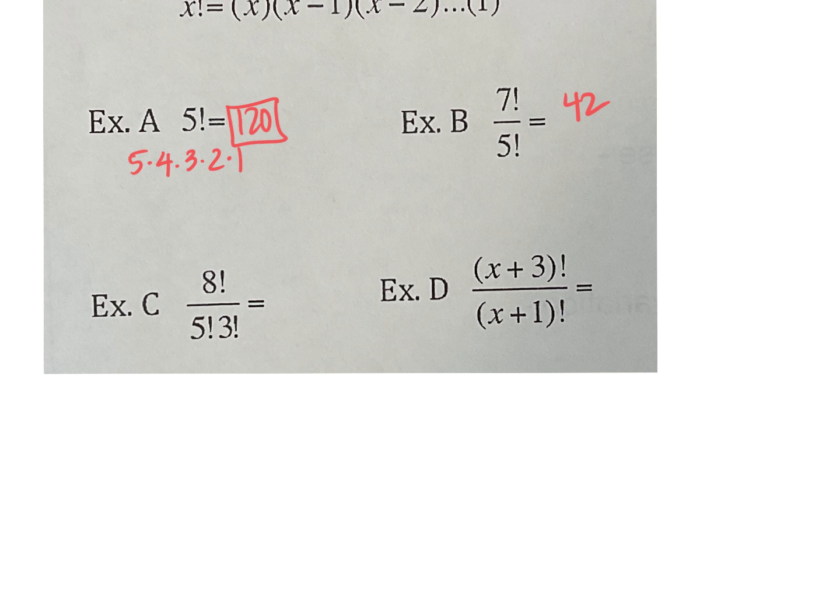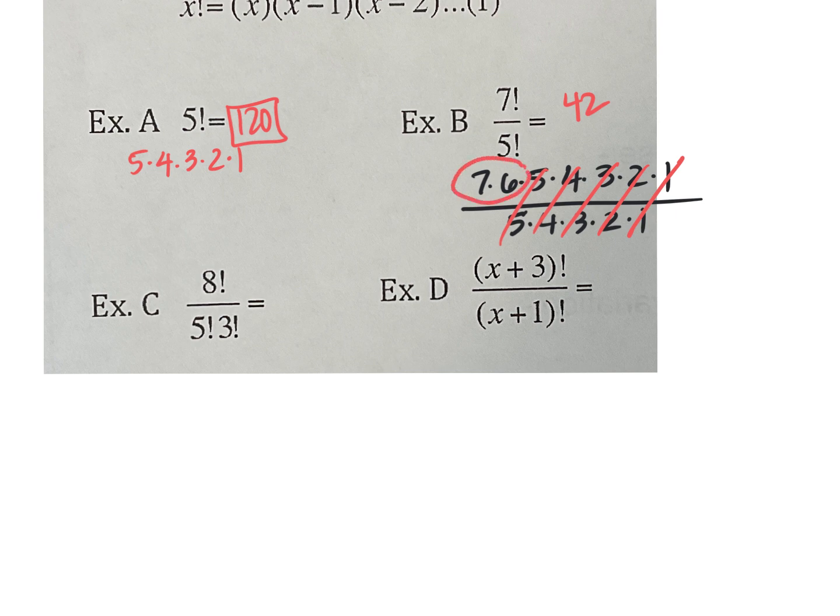Do you agree 7 factorial, or 7!, is like this: 7 times 6 times 5 times 4 times 3 times 2 times 1. What's 5 factorial if I were to write that out? 5 times 4 times 3 times 2 times 1. Would anything cancel out? Ones, twos, threes, fours, and fives. What am I left with? 42. So that's what ACT would do without a calculator.